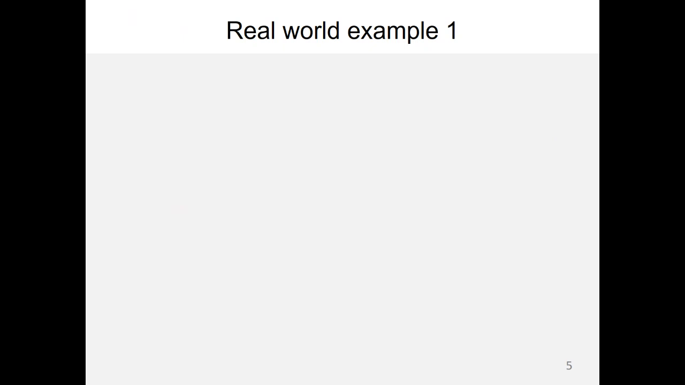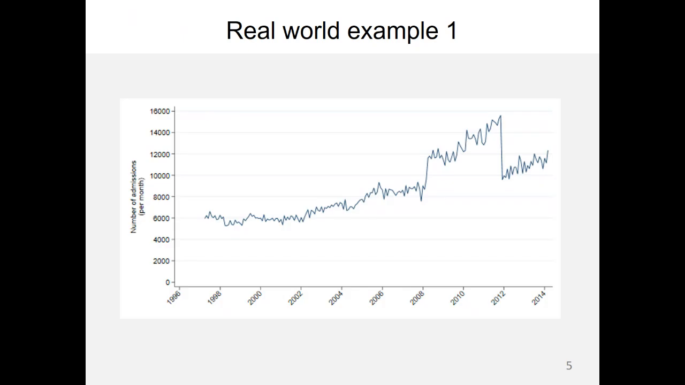So I'm going to give a couple of real world examples from the data that we've had in the OUH. This graph shows you the number of admissions per month. Is that inpatient admissions over a 20-year period? And you can see very obviously in 2008, there's this sudden jump upwards in the number of admissions. And then just before 2012, it suddenly drops down again.